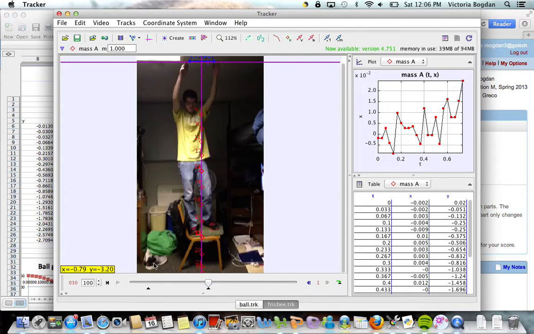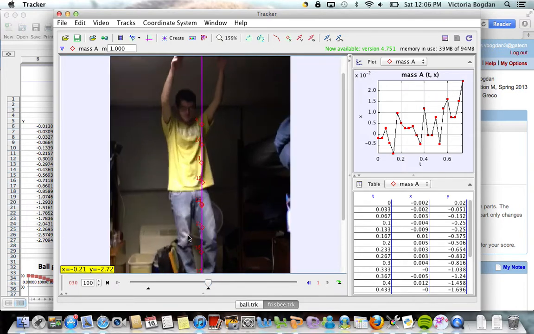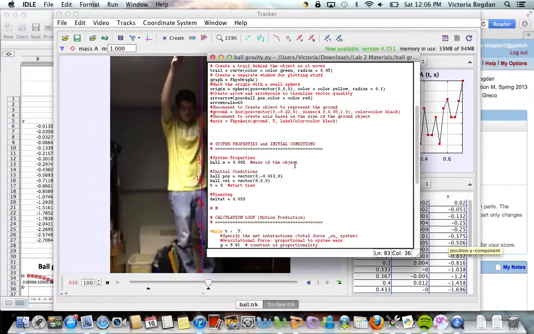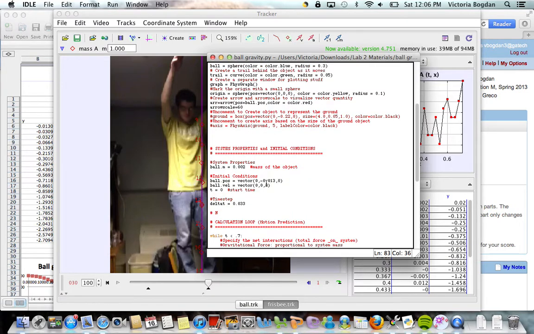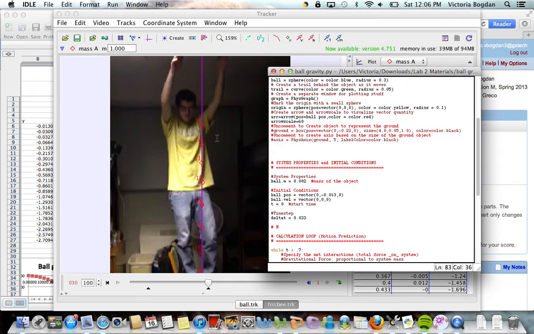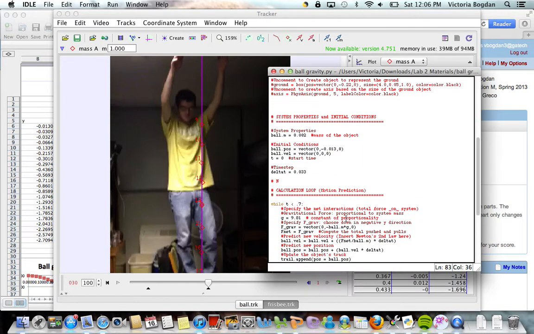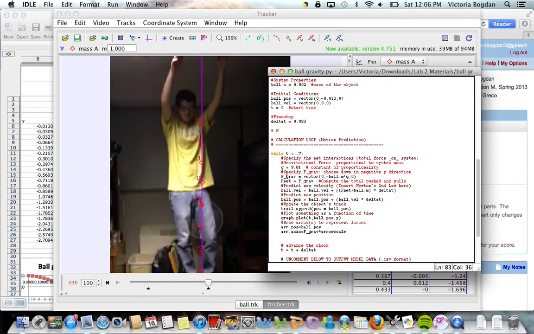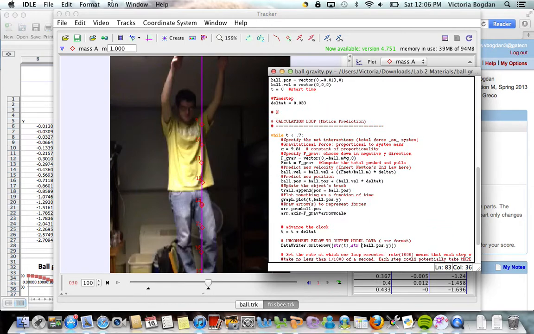So next I made a computational model for both the frisbee and the ball. And this only included the effects of gravity. And so what I did is I changed the initial position vector to whatever I have observed in my video. And I also changed the time to whatever my video was. And then I took into account gravity right here in my code. And I will run this.